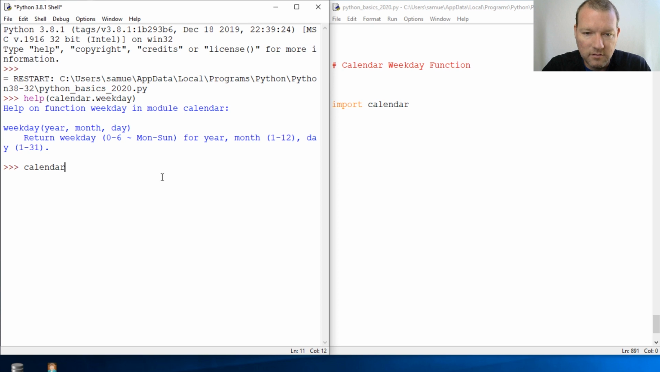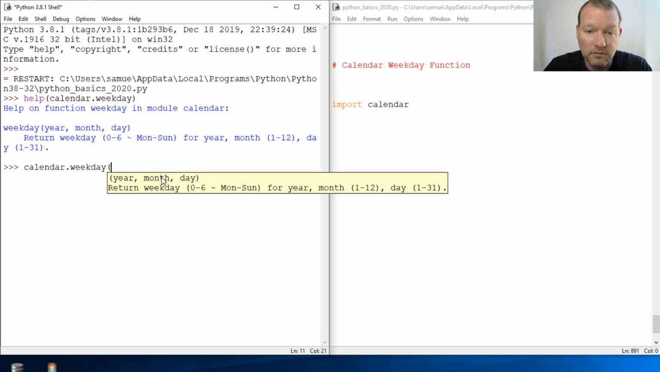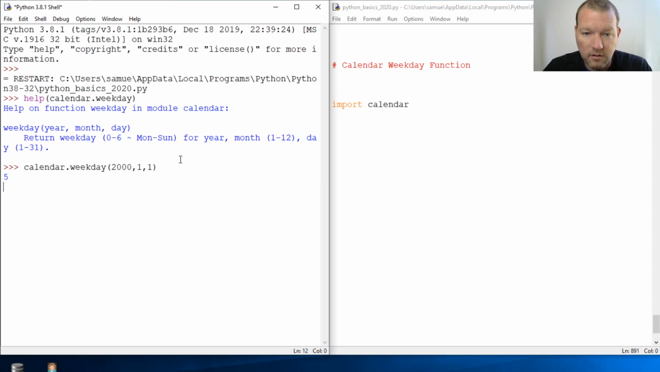So calendar dot weekday. Basically, what day of the week did that date happen? Here we go. Let's do 2000 and then 1/1. What day of the week was that? It was the 5th. So Monday, Tuesday, Wednesday, Thursday, Friday. So it was Friday. That is how simple, clean, and clear it goes.